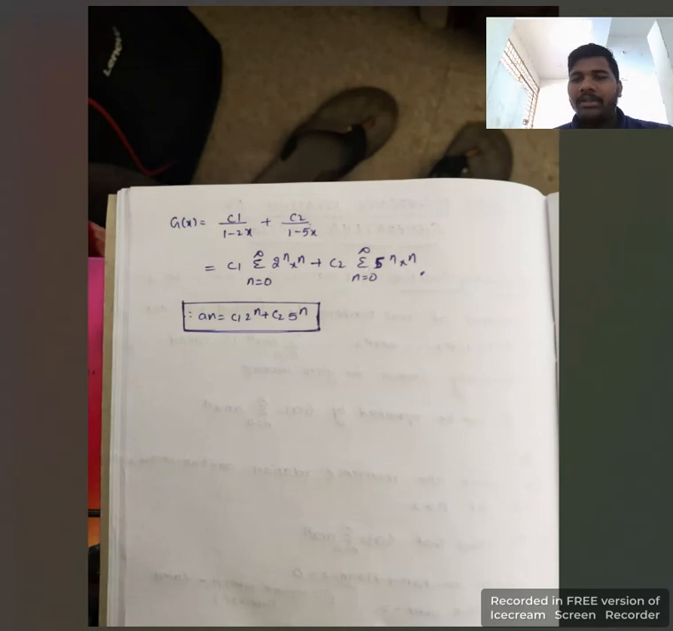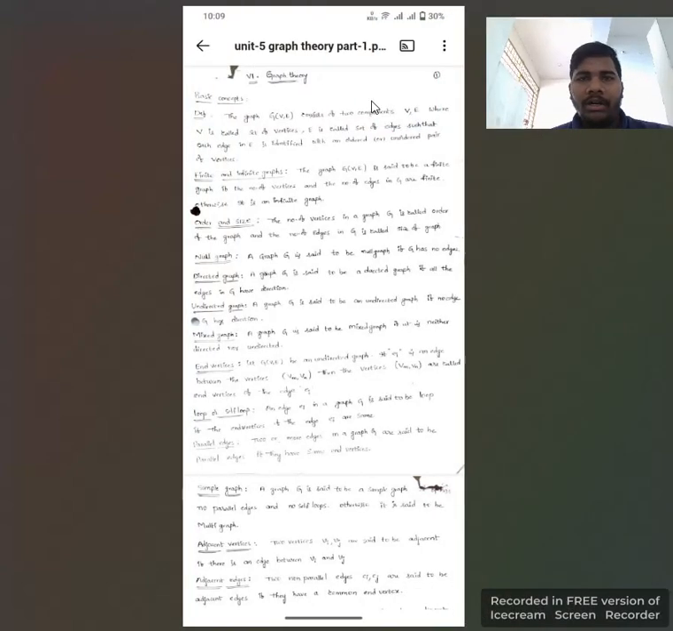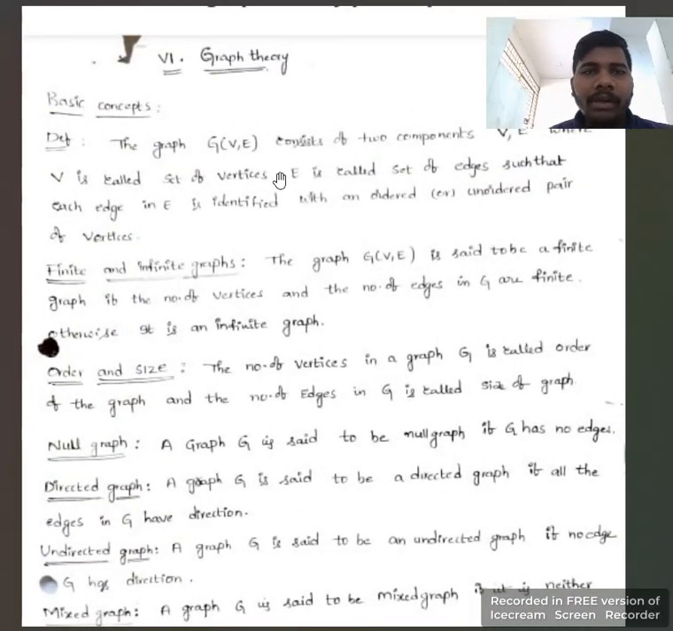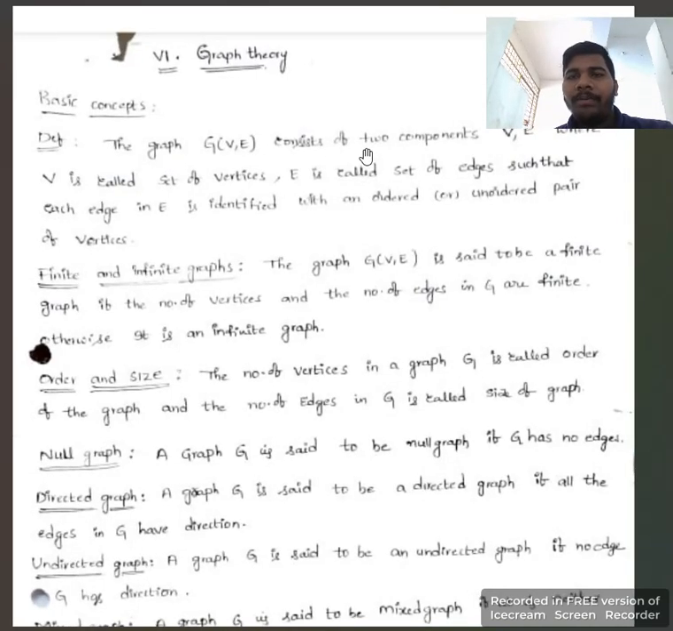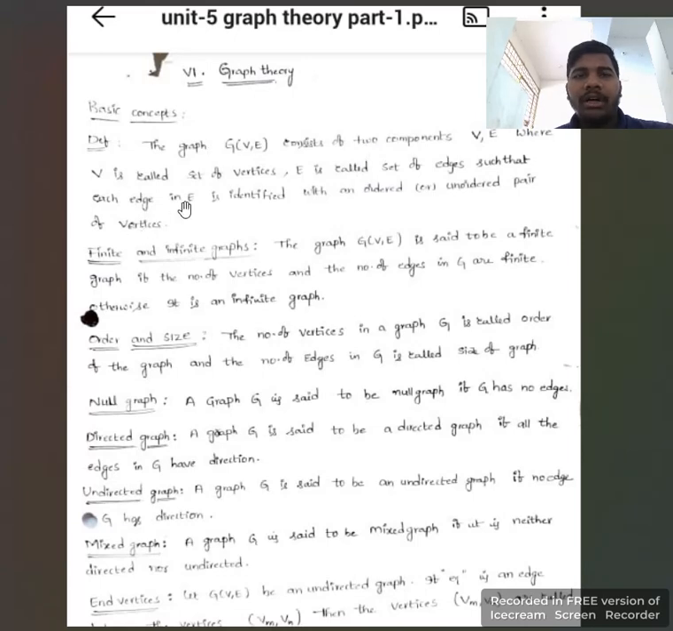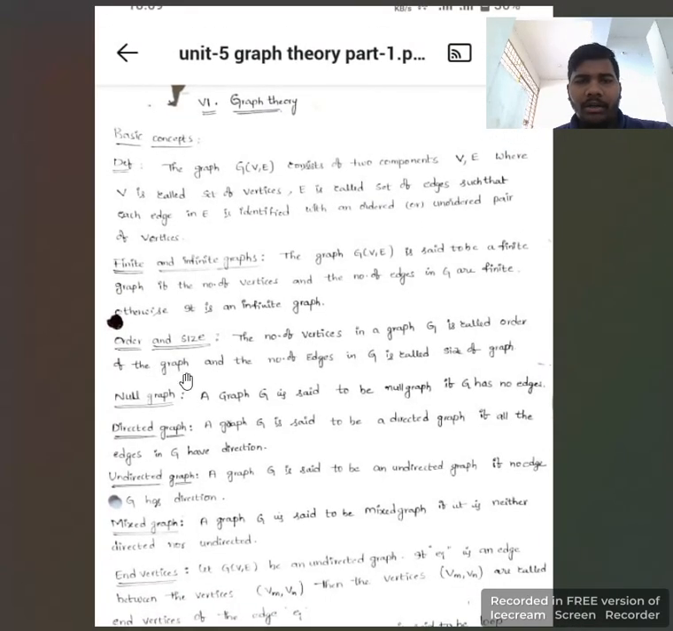Some graph definitions in graph theory. The definition of a graph: the graph G of vertices comma edges consists of two components, vertices and edges, where V is called the vertices and E is called the edges, such that each edge is identified with an ordered or unordered pair of vertices. Here we know that a graph is said to be a null graph if G has no edge. When there is no edge in the graph, it is called a null graph.